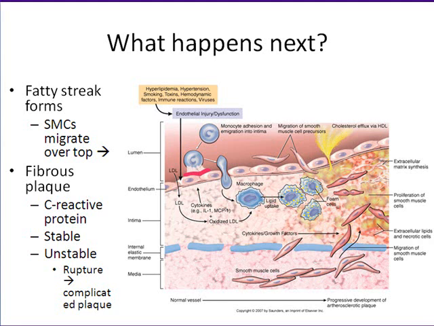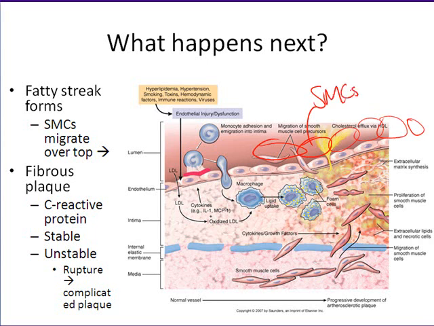Okay. So now we've got this fatty core. We've got this fatty streaked form. We've got these smooth muscle cells present that have migrated into the area. Some of those smooth muscle cells will actually migrate over top of the atheroma.